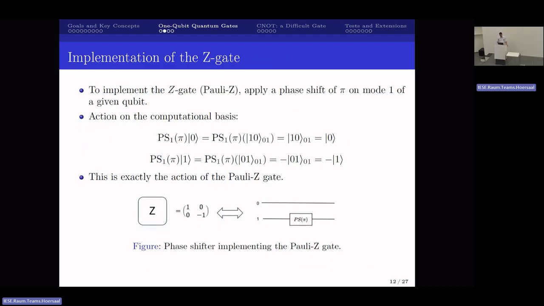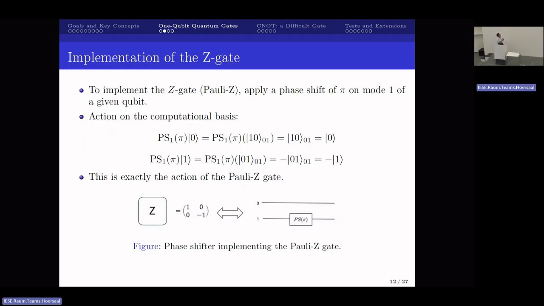Another super easy gate to implement in the dual-rail encoding is the Z gate. You apply it using a phase shifter. So if you have a phase shifter on mode 1 and not on mode 0, you don't do anything on mode 0. We'll see the two cases. If you apply the phase shifter on mode 1 on a qubit in state 0, then this phase shifter will have no effect, because no photon goes through it. The phase shifter is on mode 1, but the photon is on mode 0, so it has no effect.